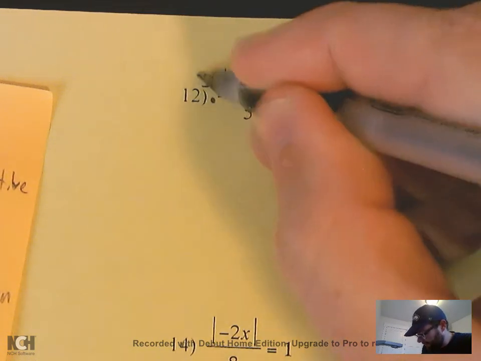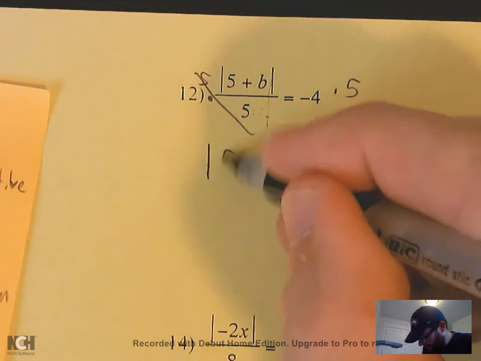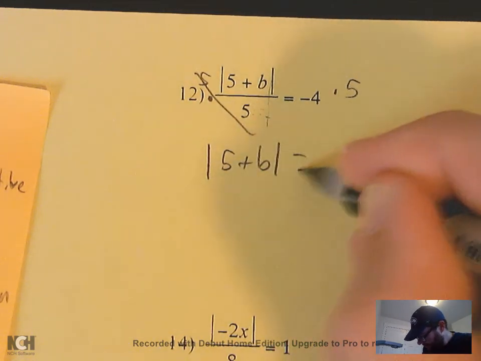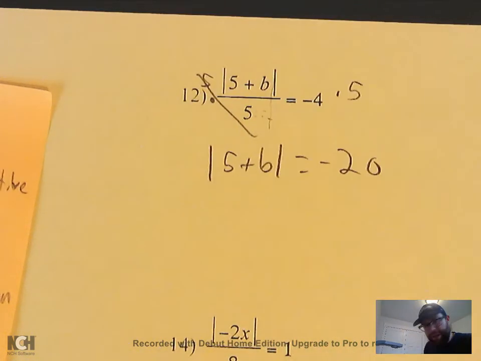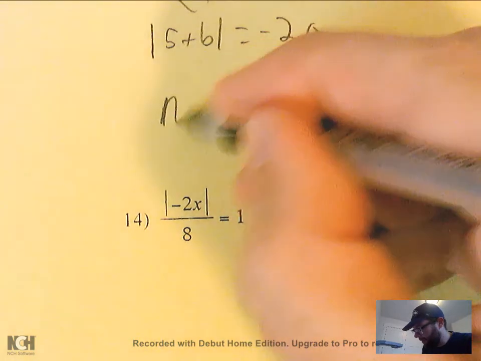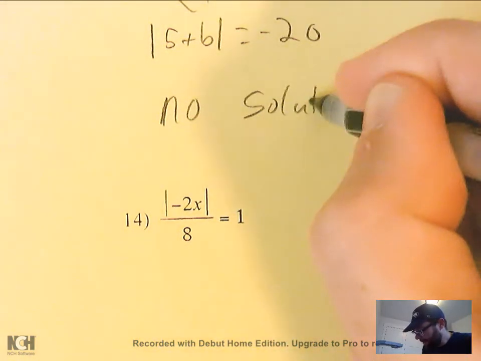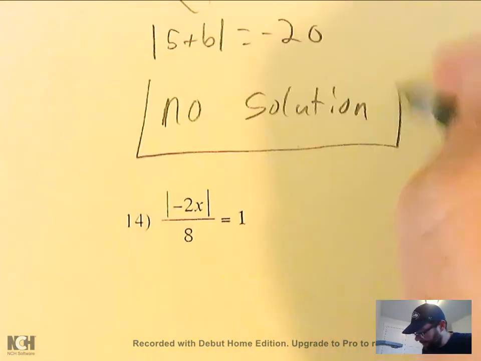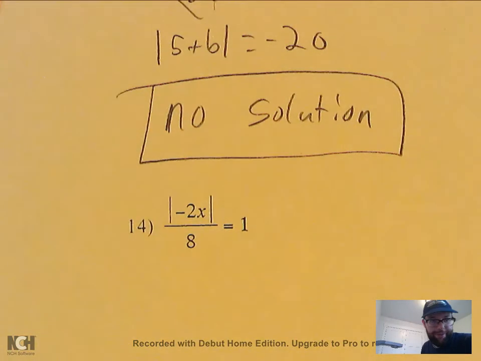Multiply by 5, cancels out. Absolute value of 5 plus b is equal to negative 20. Well, it's all by itself. It's equal to a negative number. Negative number is no solution. Don't have to do anything else. Don't need to keep working. Don't need to split it. I am done. Okay? All right.